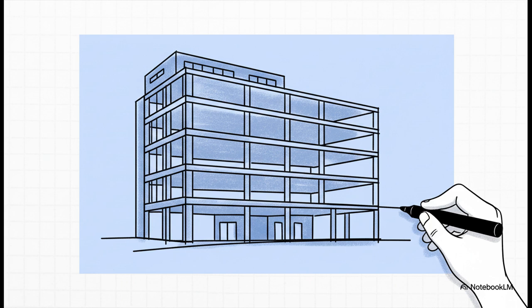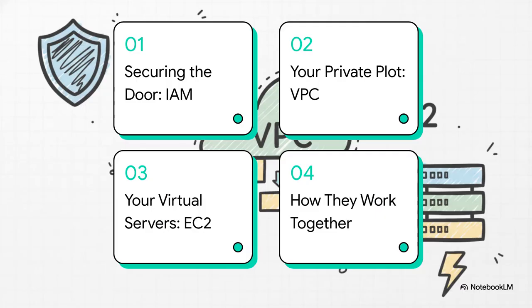So, for this explainer, let's just imagine that we are constructing a brand new, secure, modern office building completely from scratch. And here's our construction plan. First, we gotta secure the front door. That's gonna be IAM. Then we'll mark out our own private piece of land with VPC. After that, we'll start putting in the actual offices, our virtual servers, which is EC2. And most importantly, we'll see how all these pieces fit together perfectly.